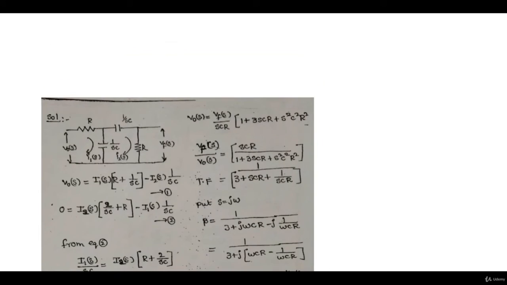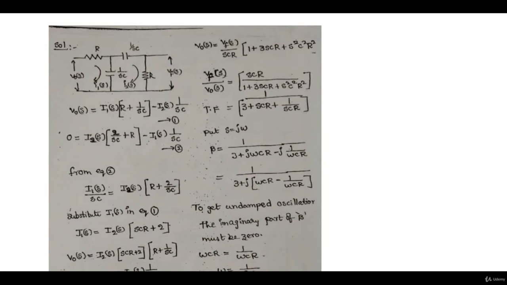Okay, so here you can see the same stuff has been done. V0S is equal to VFS divided by SCR into 1 plus 3 SCR plus S square C square R square, and V0 by VF you will get SCR divided by 1 plus 3 SCR plus S square C square R square, or transfer function that is beta you can write it as 1 upon 3 plus SCR plus 1 by SCR. Now put the value of S is equal to j omega so that you will get the real and imaginary part. So 3 plus j omega CR minus j 1 by omega CR.